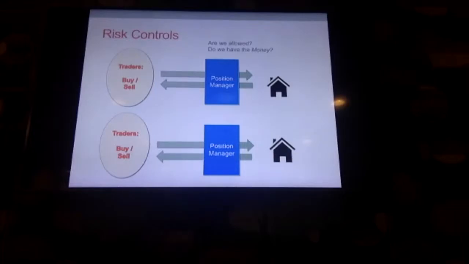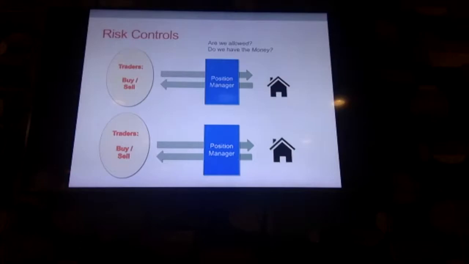So after we start talking about the fact that position managers have to talk to each other, we now need to start wondering about: are we allowed to buy and sell something? Do we have the money to buy and sell something? And they're not the same thing. Allowed, there's a lot of reasons that a stock can be disallowed for purchase. Plus there's the fact that your account may or may not have the money in it to make that particular trade.